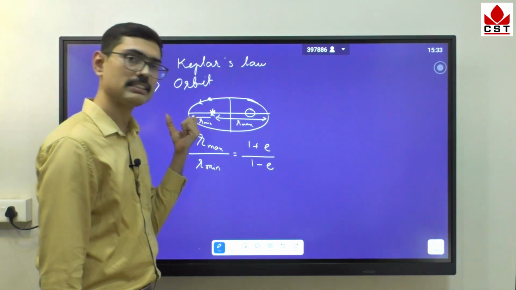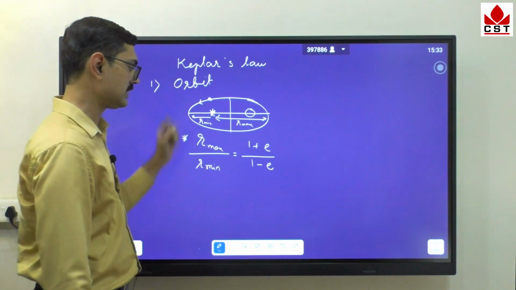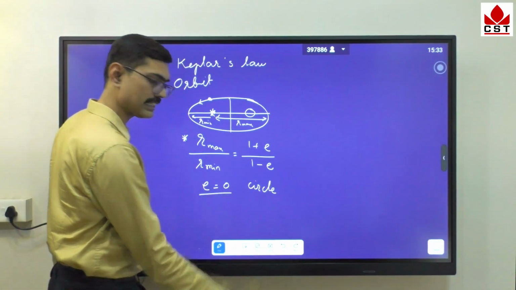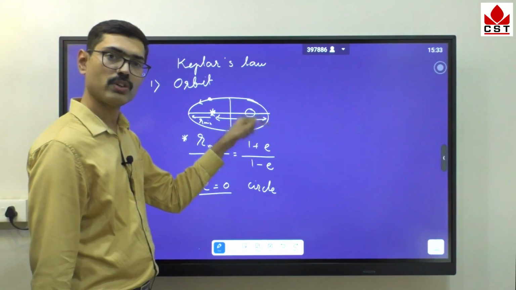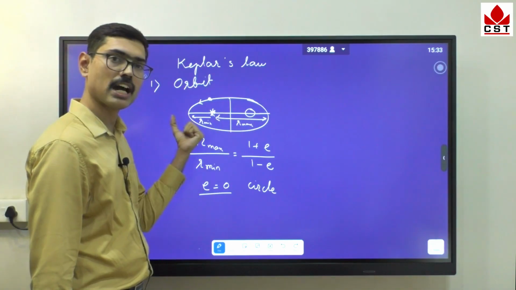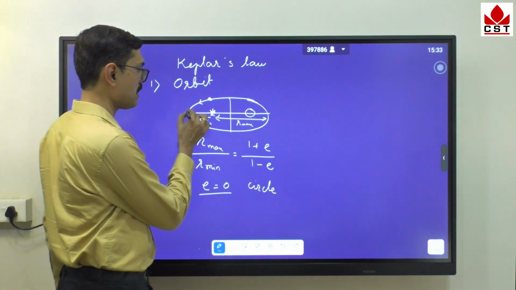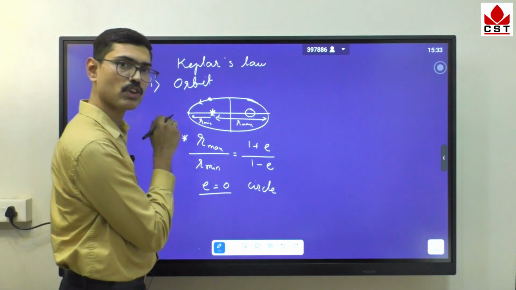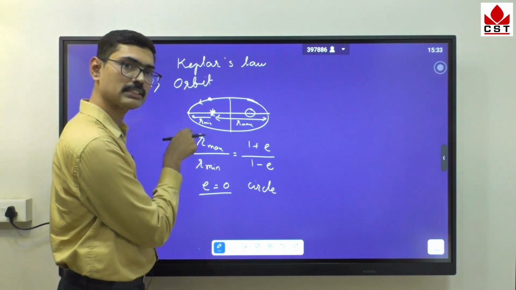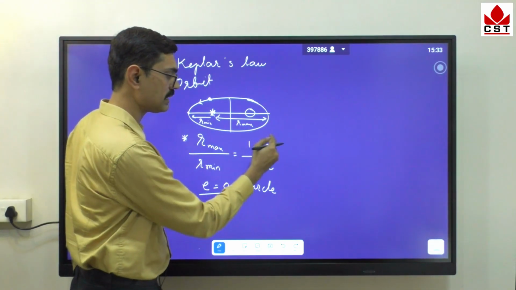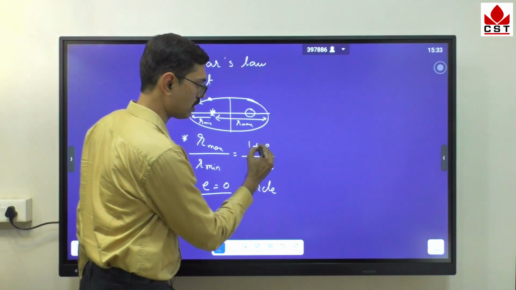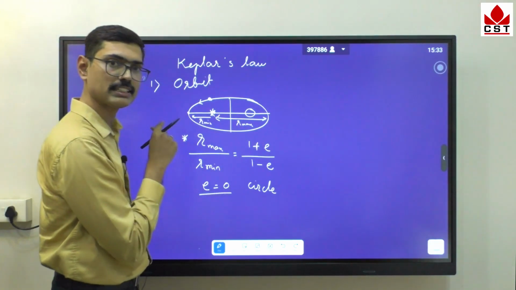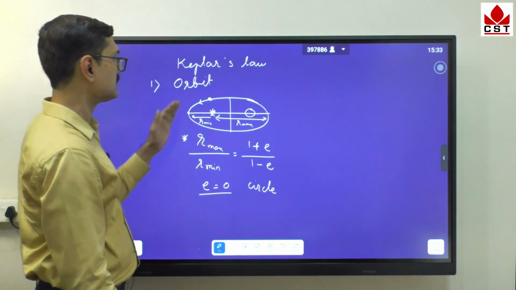What is that e? e is the eccentricity of the ellipse. Eccentricity is 0 only when it is a circle. So for a circle, eccentricity is 0. Otherwise we have r max and r min values. This is apogee and perigee. Perigee is this position for r min, and apogee is the maximum distance from the sun. So r max to r min, apogee distance to perigee distance, is (1 plus e) upon (1 minus e). We know about eccentricity from maths, in the equation of the ellipse. This is all about the first law.